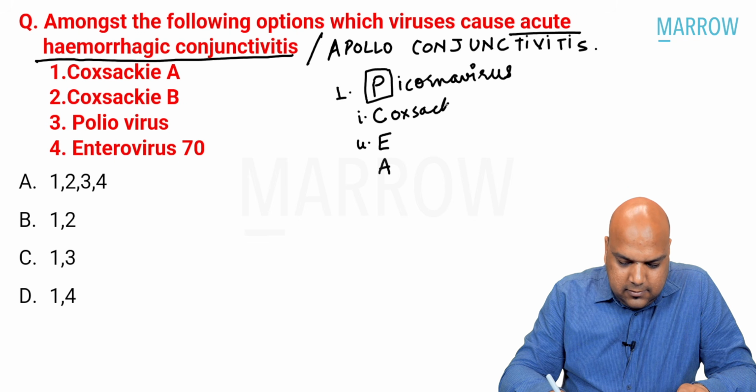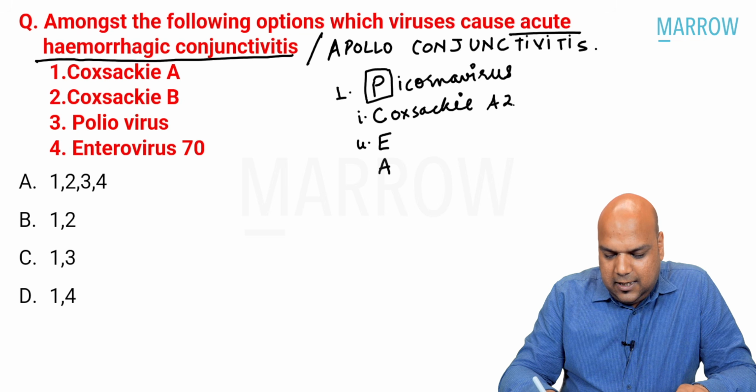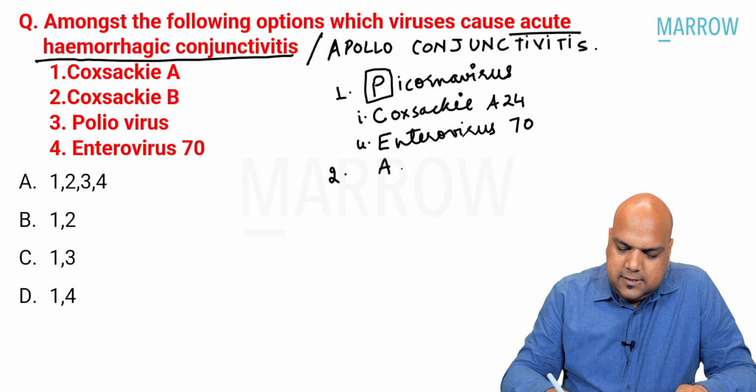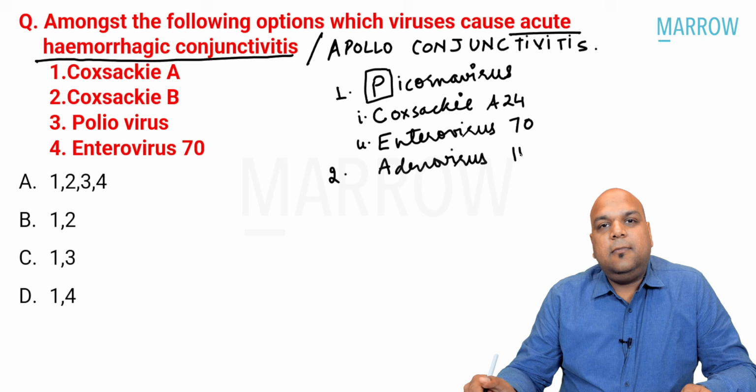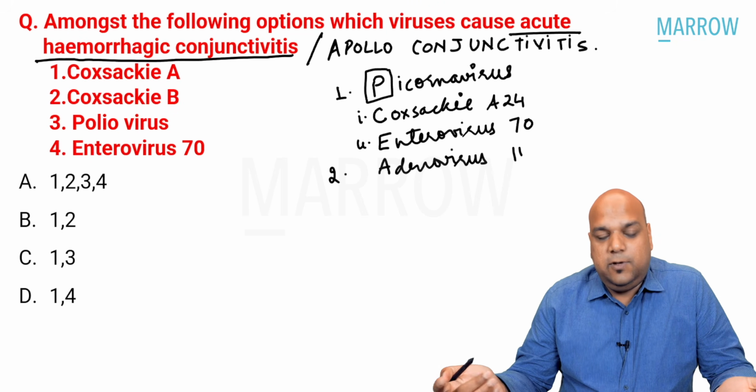Coxsackie, keep seeing the options, A24, enterovirus 70, and then secondly, adenovirus 11. Right? That's the simple way. That's the only four words you need to remember.